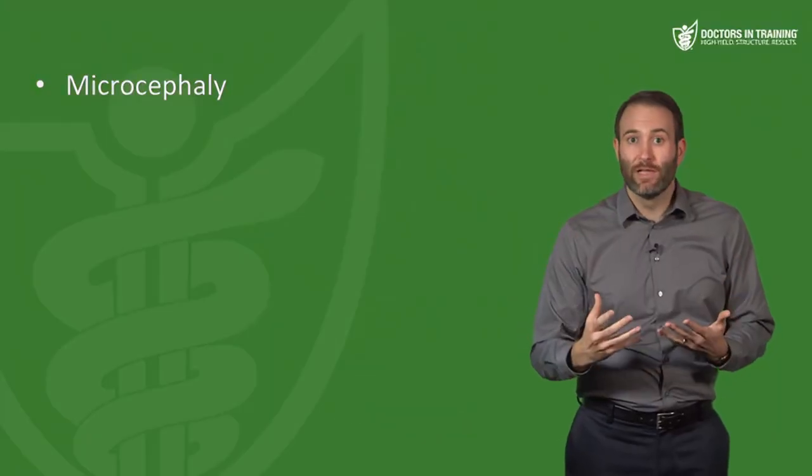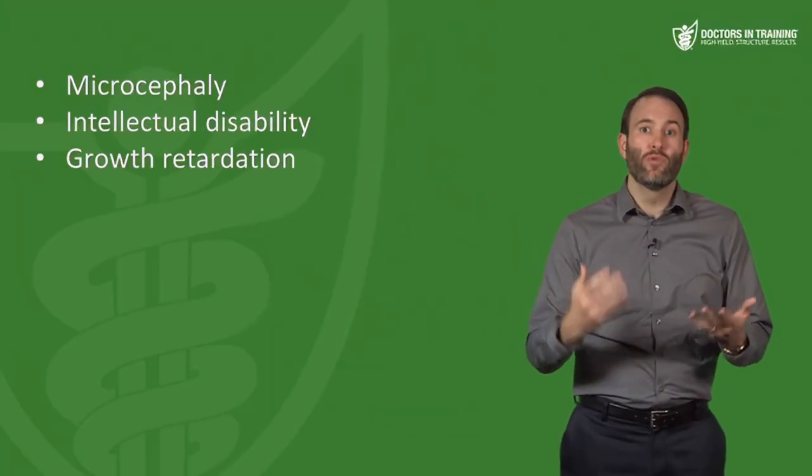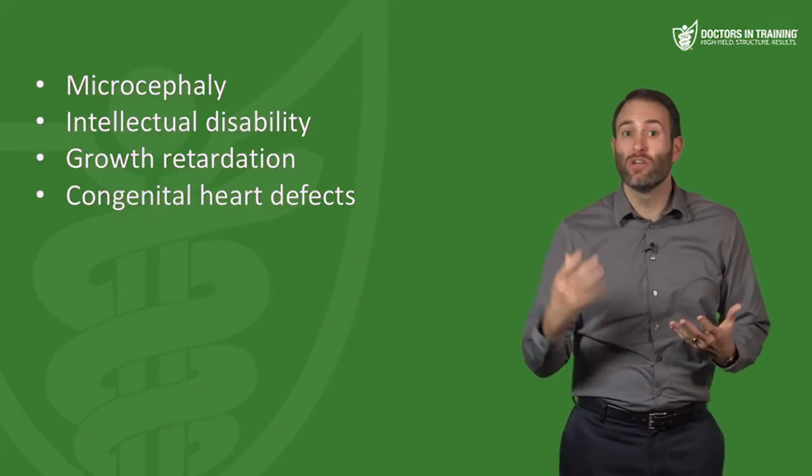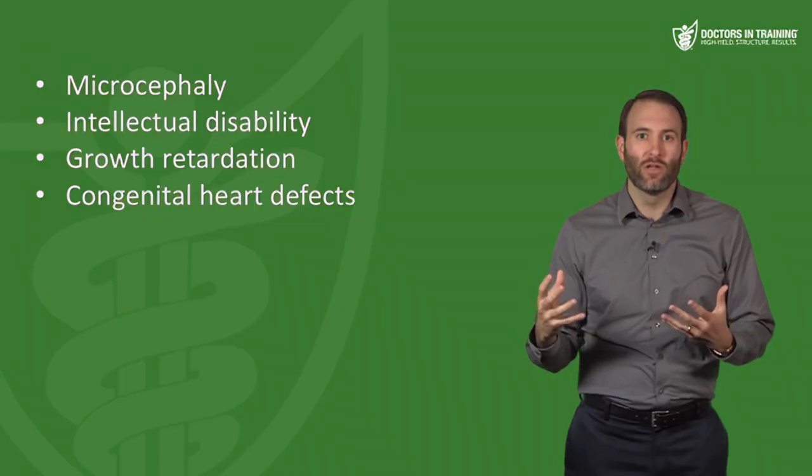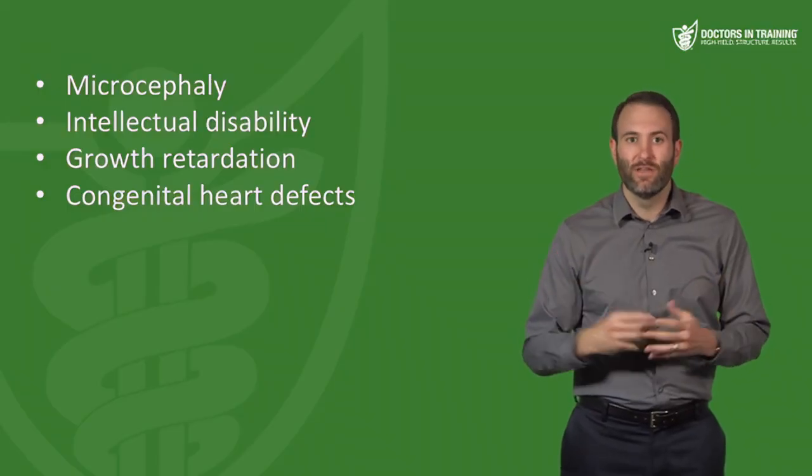Now, what would happen to the infant of a pregnant mom that has PKU, that's been managing her PKU her whole life, and then for whatever reason, while she's pregnant, decides that it's too difficult and she doesn't want to manage it very well? What would happen in that case? Well, the infant would have microcephaly, intellectual disability, growth retardation, congenital heart defects as well. So these phenylketones and phenylalanine are going to be very toxic to that developing fetus.